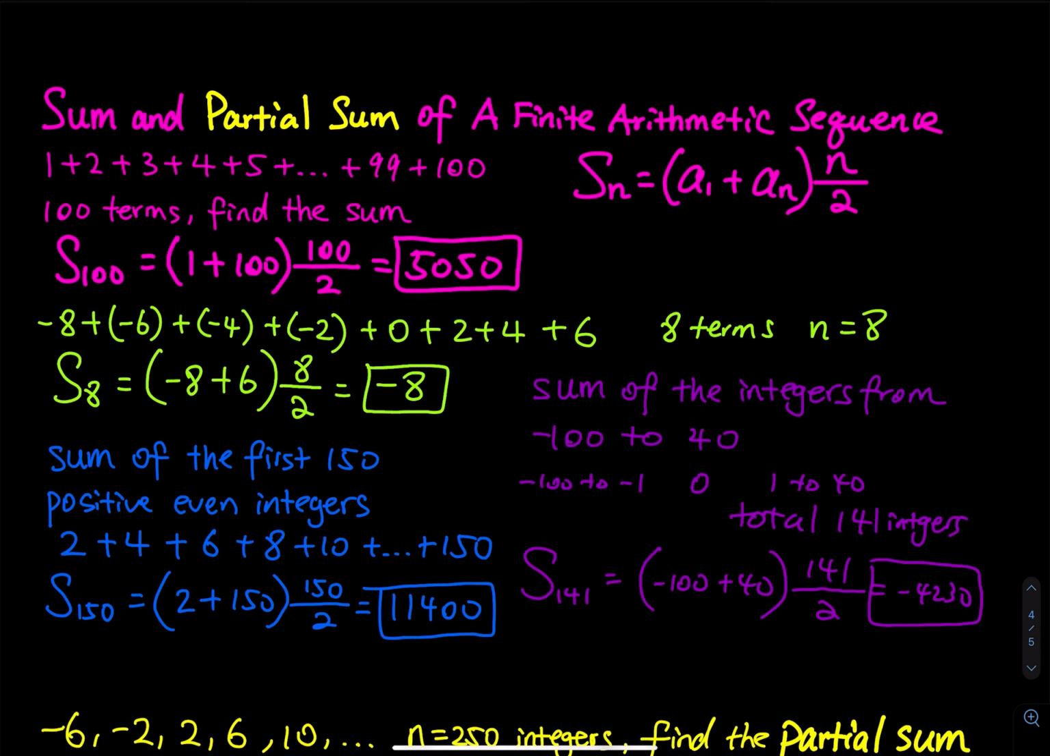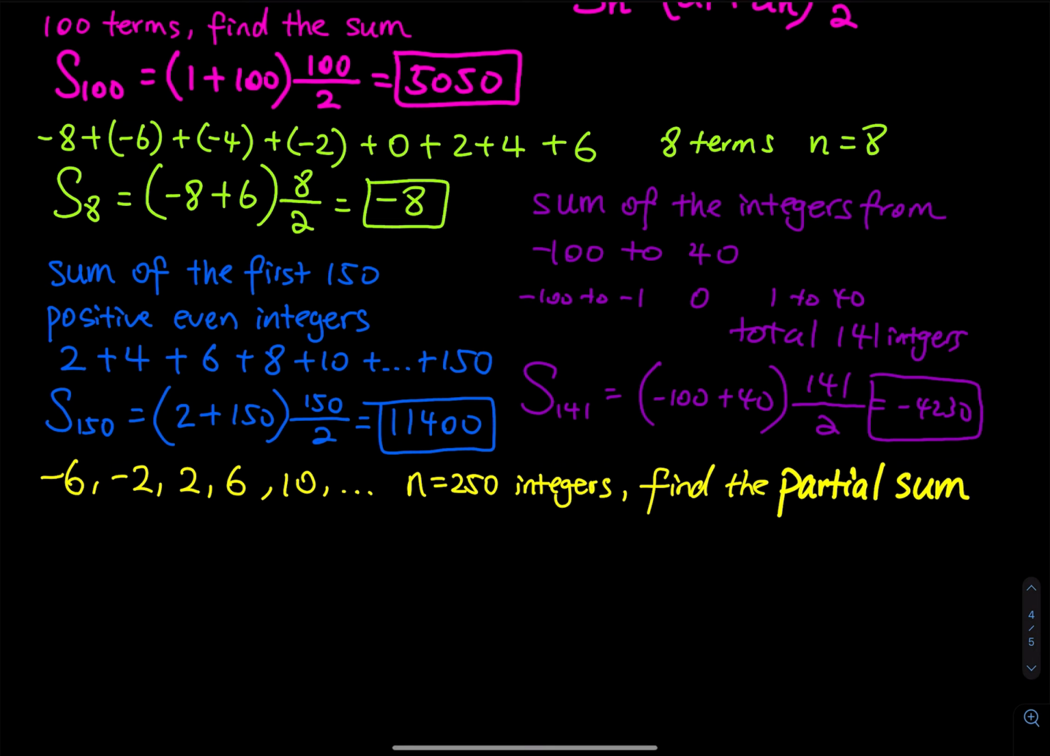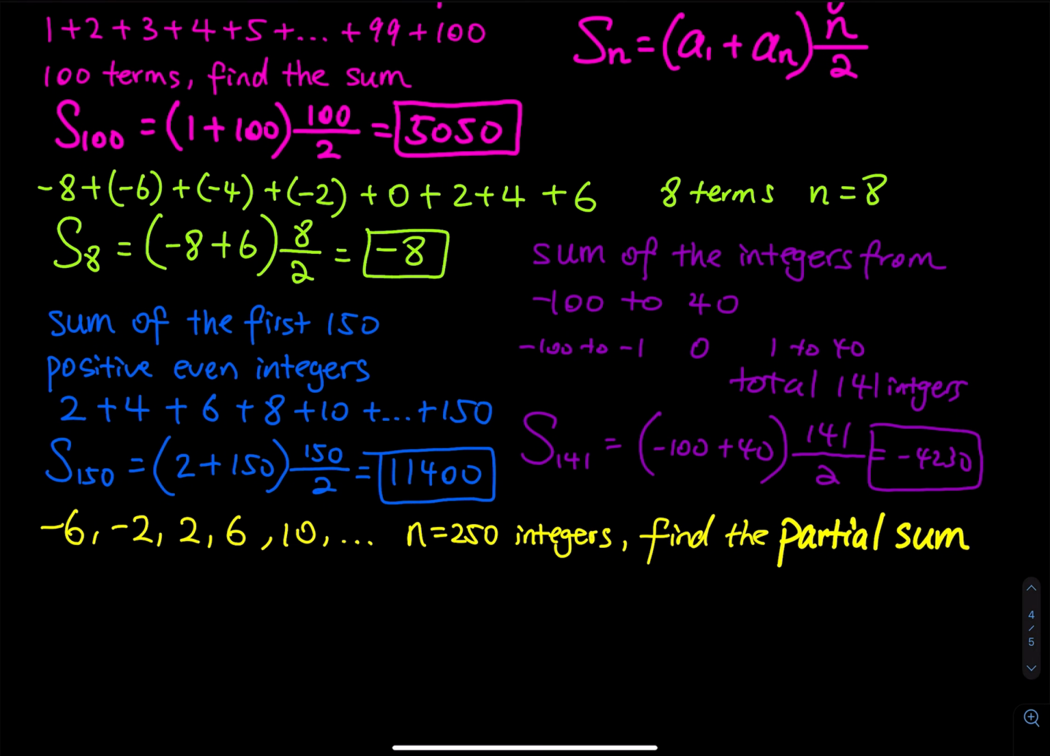And then how about the next problem? What do we have? We have negative 6, negative 2, 2, 6, and 10. There are 250 integers. Find the partial sum. Okay, so this is an arithmetic sequence because from negative 6 to negative 2, we add 4, right? And then this one we add 4, and this one we add 4, and this one we add 4. So the common difference is negative 2 minus negative 6, which is equal to 4. That is the common difference.